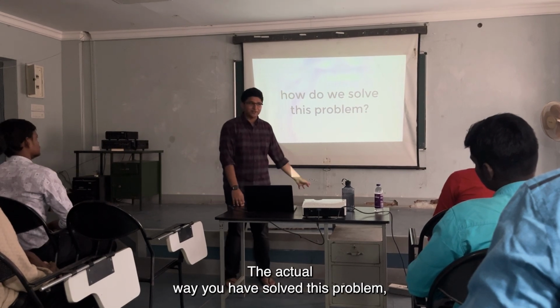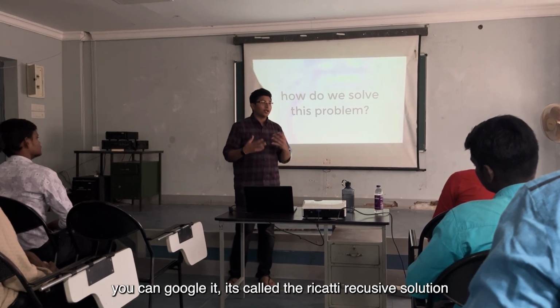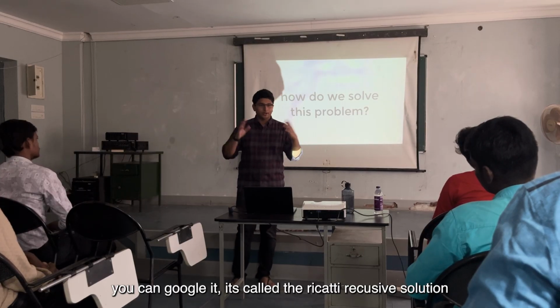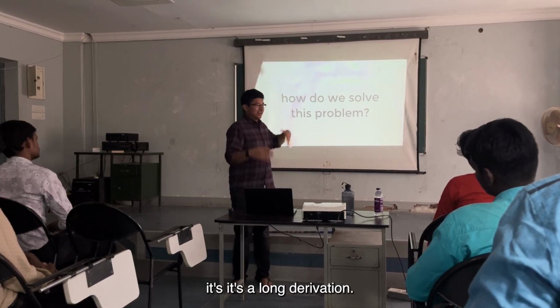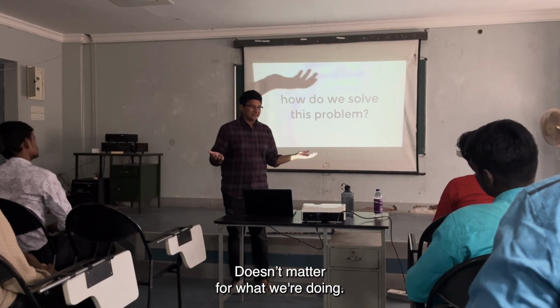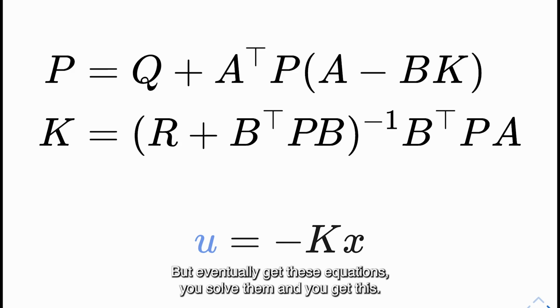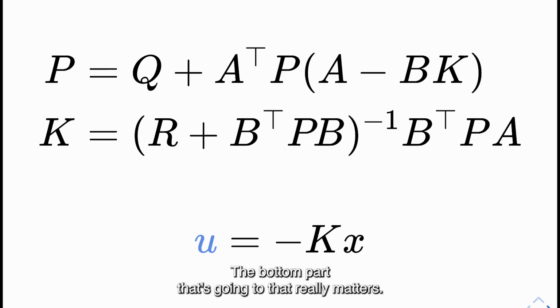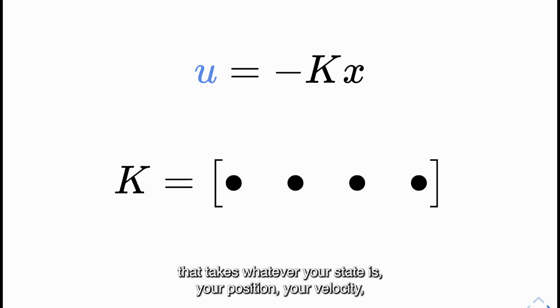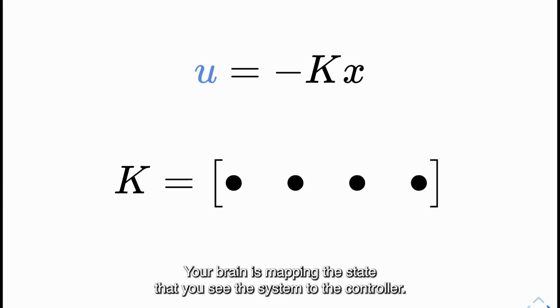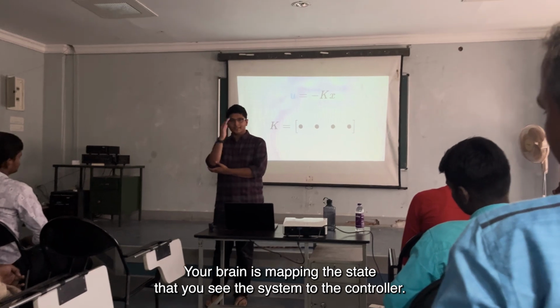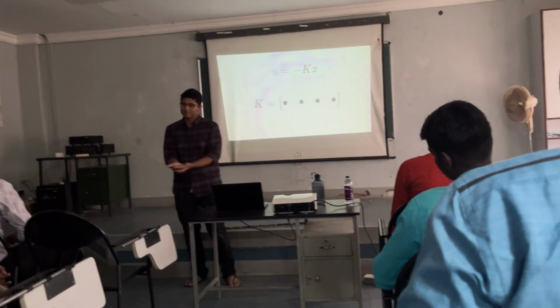The actual way you solve this problem, you can Google it. It's called the Riccati recursive solution. Don't worry about it. It's a long derivation. It's very interesting. Does not matter at all for what you're doing. But you eventually solve these equations, and you get this bottom part. That's the only part that really matters. You get that K matrix. That K matrix takes whatever your state is, your position, your velocity, and it maps it to the control that you need to apply. So that's kind of what your brain is doing. Your brain is mapping the state that you see, the system, to the control that you're applying.